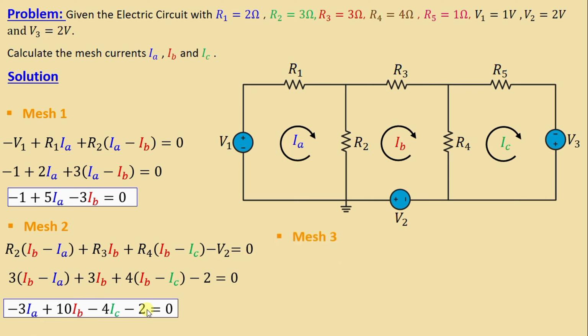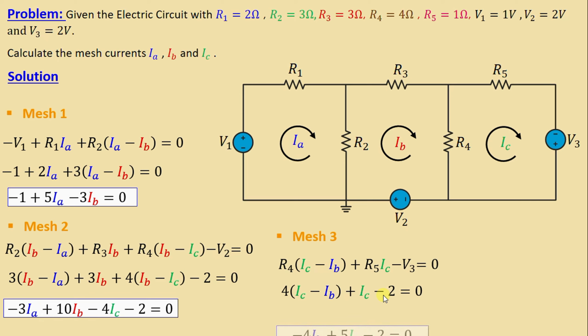By applying Kirchhoff's voltage law in mesh 3, we can write R4 (IC minus IB) plus R5 IC minus V3 is equal to 0. By replacing the resistors and voltages with their numerical values, we obtain 4(IC minus IB) plus IC minus 2 is equal to 0. If we continue simplifying this equation, we obtain finally negative 4IB plus 5IC minus 2 is equal to 0.